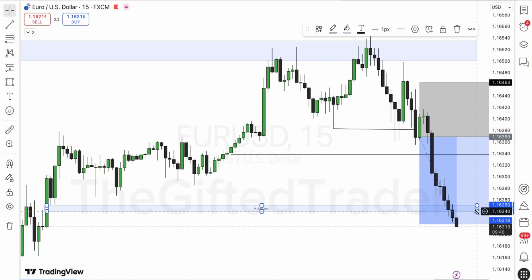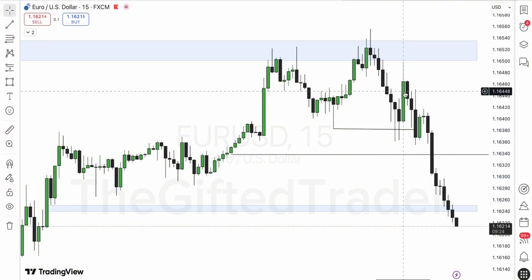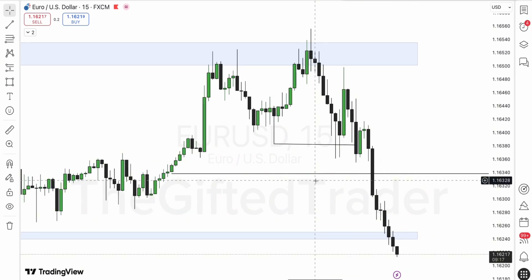You understand me? In most cases, once you see a fair value gap, price will most likely go back there, probably to cross or to bounce off. Okay, so yeah, that's basically it. I'll show you guys an example for a buy soon.